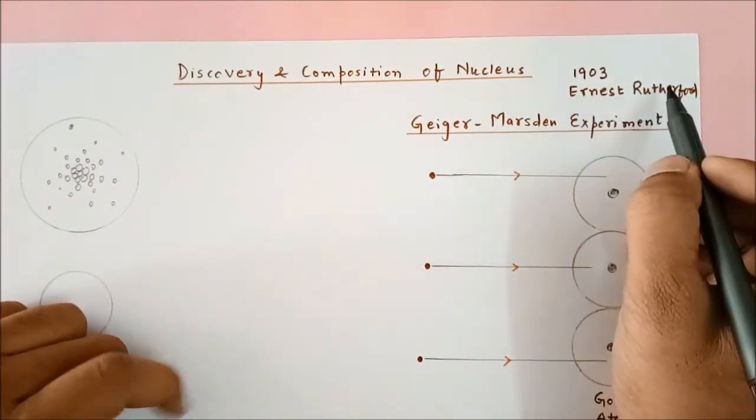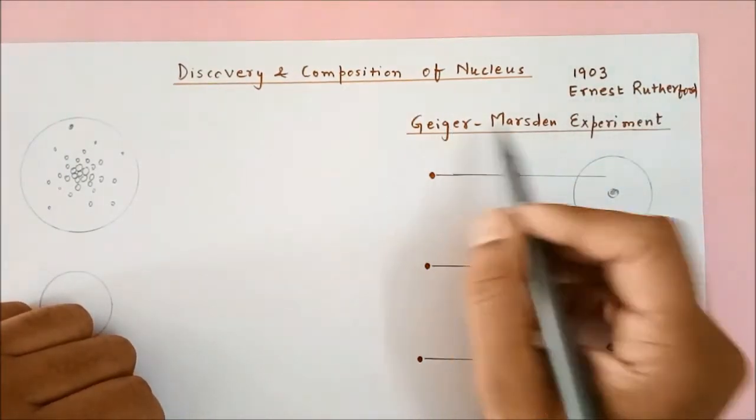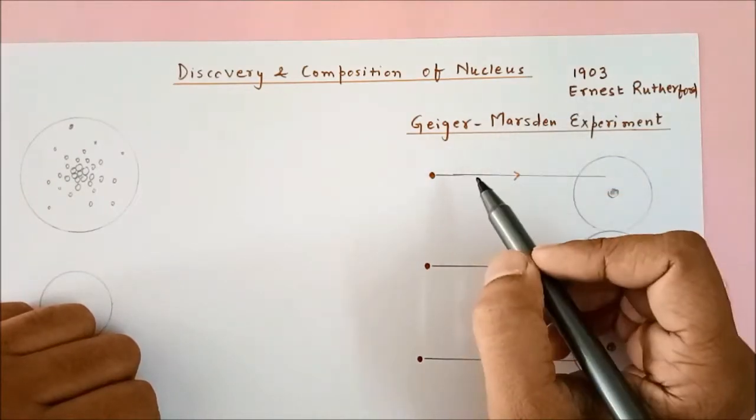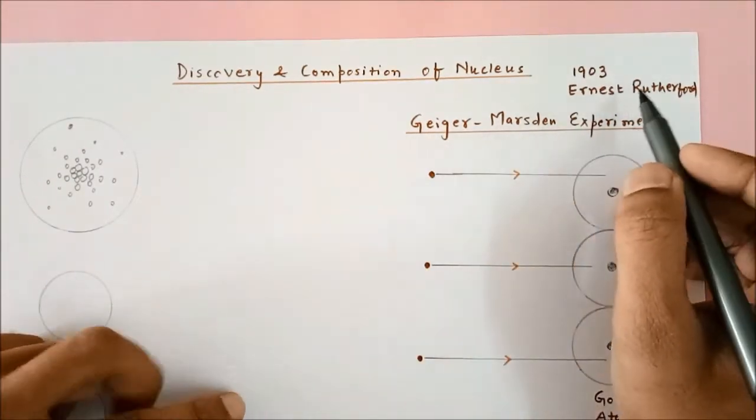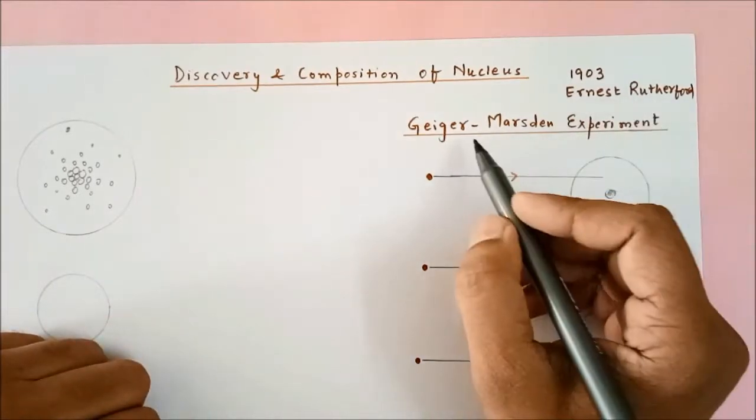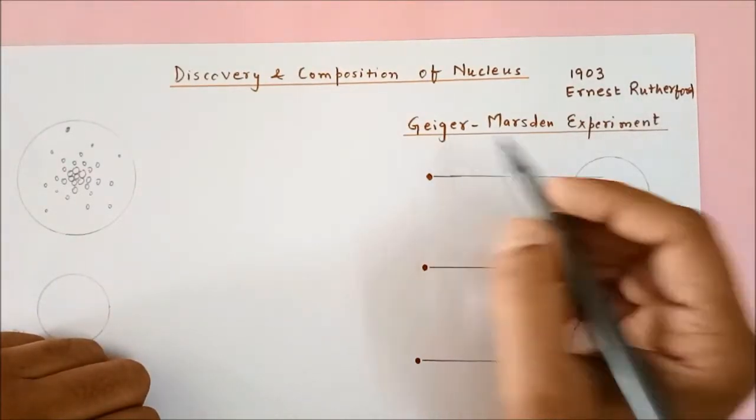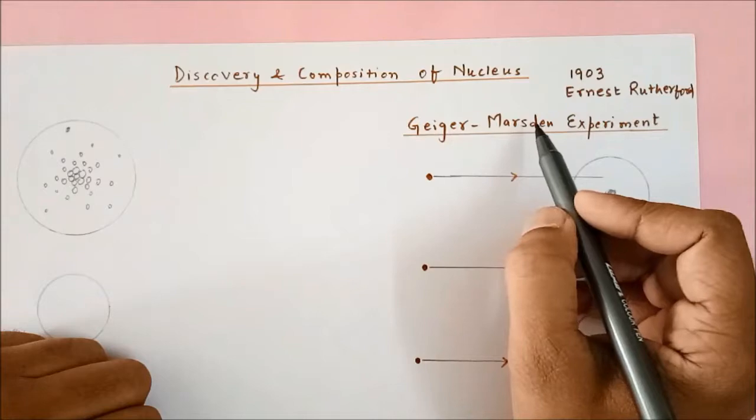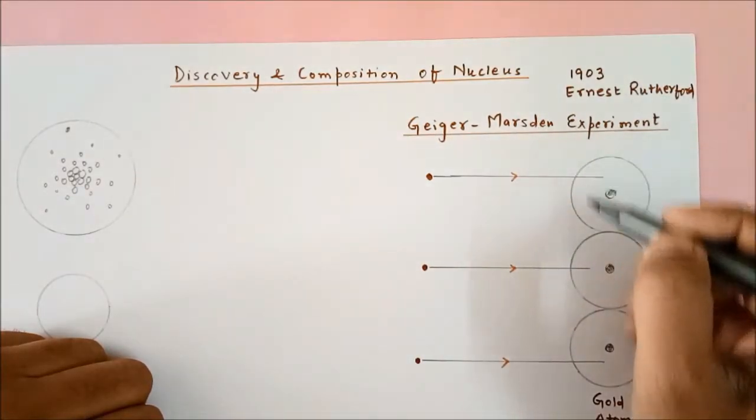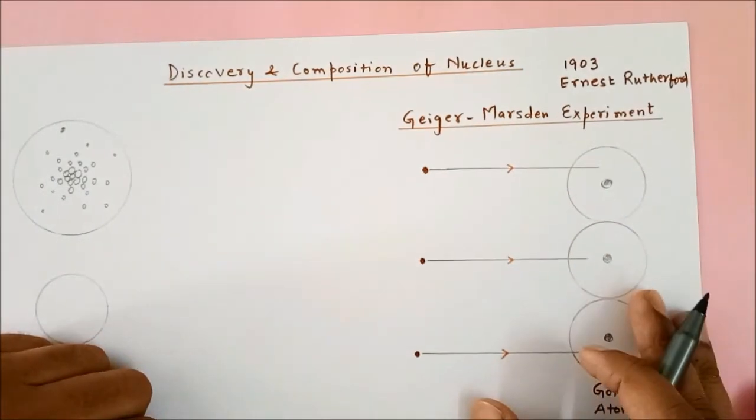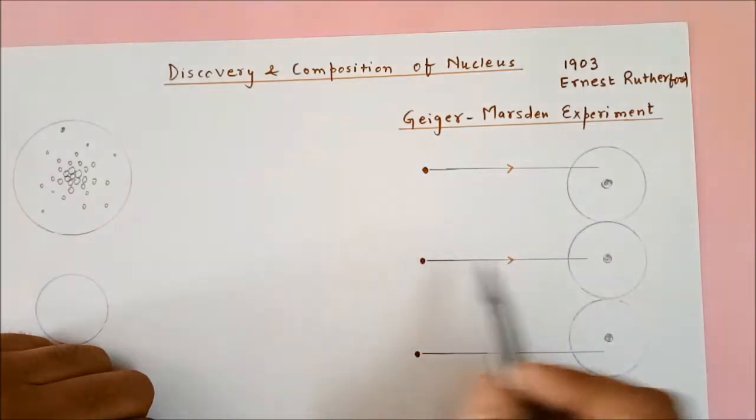Sir Ernest Rutherford had two students, Geiger and Marsden. You can call them his assistants too. Sir Rutherford suggested an experiment in which Geiger and Marsden were supposed to take a very thin gold foil and bombard alpha particles on it.